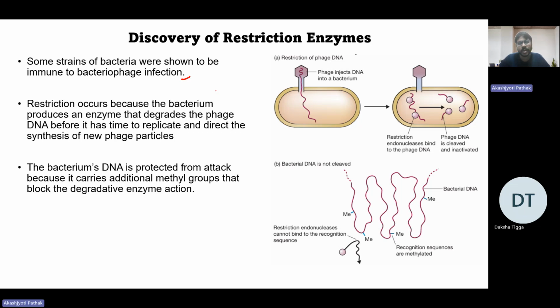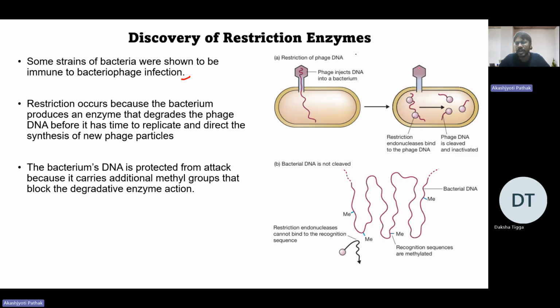Now, when researchers tried to further understand how this is possible, it was found that the restriction occurs because the bacterium produces something. You can see in this figure: this is the bacteriophage, this is the bacteriophage head, and this is the tail. The bacteriophage head has its genome, which can be either DNA or RNA. For example, this is a DNA molecule, and after infecting the bacteria, the bacteriophage injects its DNA molecule into the bacterium.